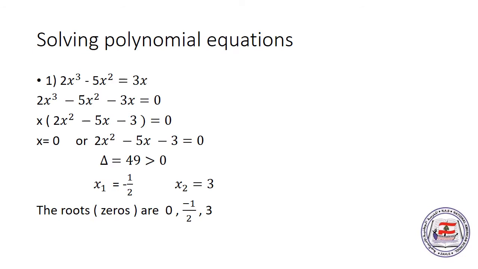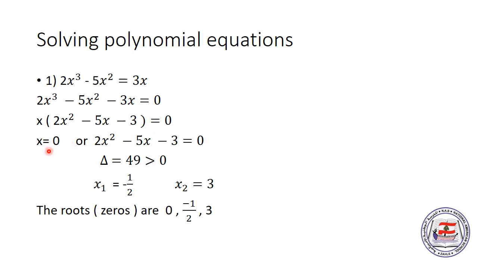Number 1, solving a polynomial equation of degree 3. First, we need to rearrange the equation in order to obtain equal to 0. So it's 2x cubed minus 5x squared minus 3x equal to 0. Factoring it, we need to take the variable with the least power. So we take x in common. So we get x times (2x squared minus 5x minus 3) is equal to 0.